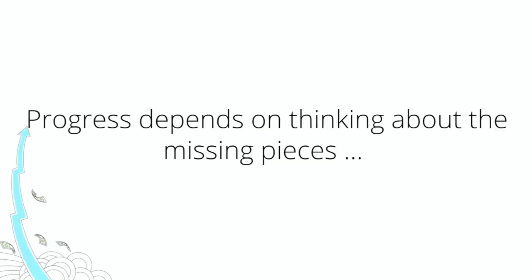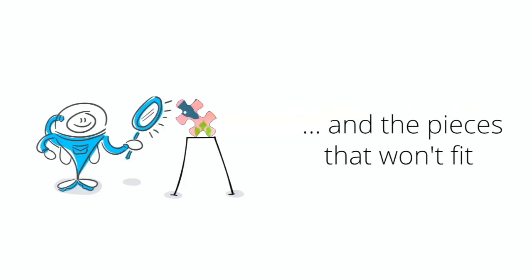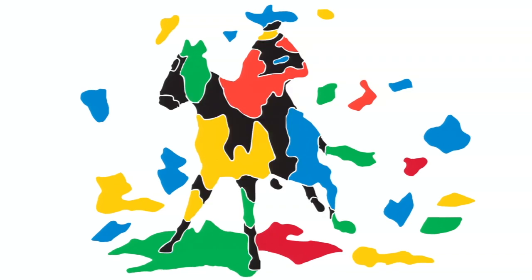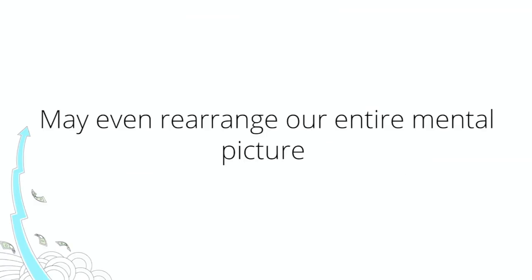Progress depends on thinking about those missing pieces and the pieces that don't fit. Why is there a new thing that doesn't seem to fit with all the worldview we have? And so the world looks, and then you supply a few missing pieces and suddenly a picture comes. Those black pieces didn't exist before. We supplied it and then painted it in and suddenly a picture. This is how a lot of the business landscape looks. And this will rearrange. So one missing piece that you supply could rearrange an entire picture. And this is how it happens in the real world too.